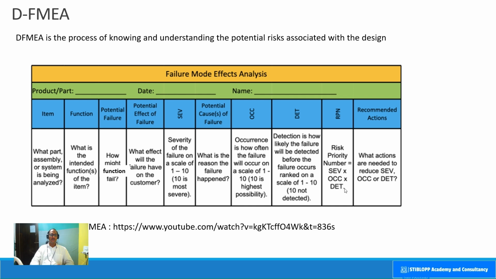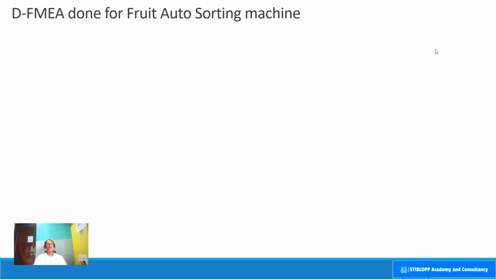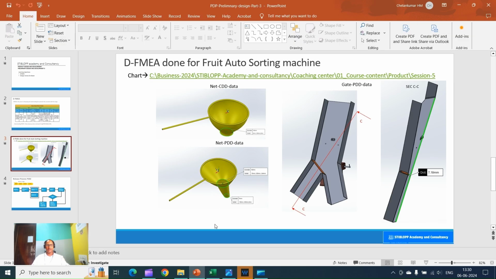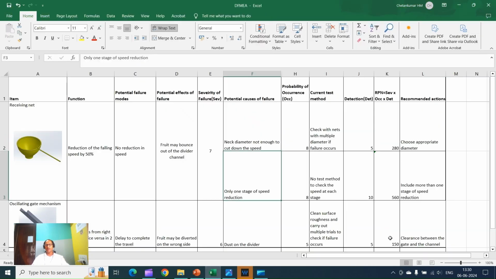If you want to know more in detail about the DFMEA, please visit this website. Now let's check the DFMEA that is being done on the fruit auto sorting machine. So let me take you to the chart to explain the DFMEA.